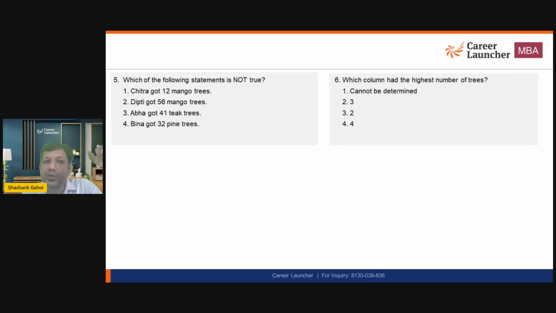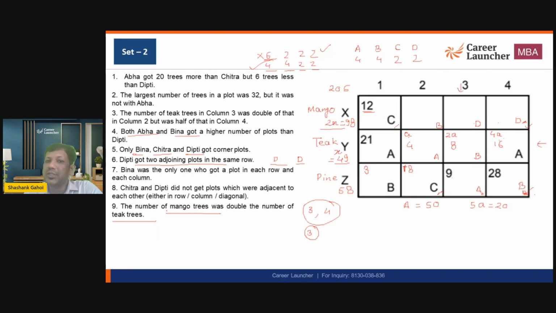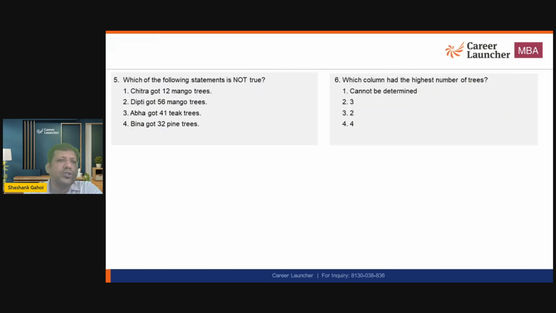Now let's look at question number 5. Which of the following statements is not true? Chitra got 12 mango trees. That is true. That is given in the question itself. So the first statement is false.